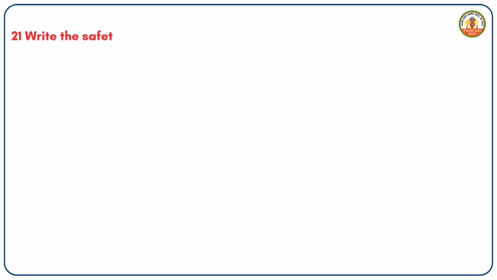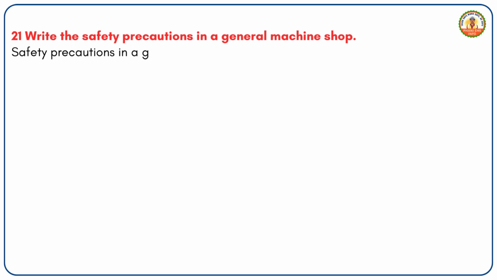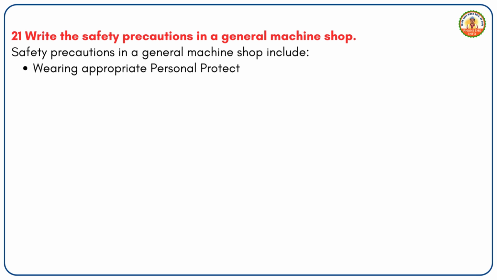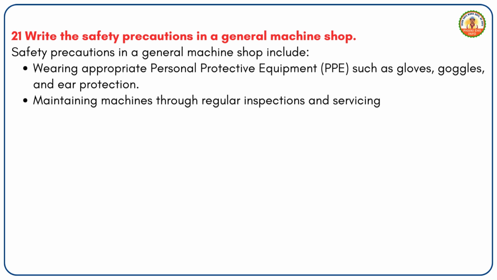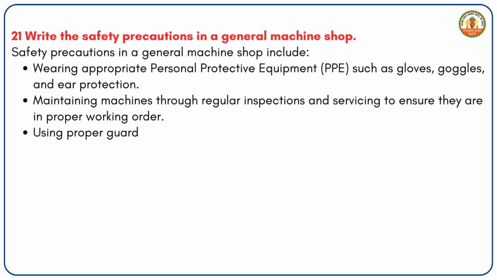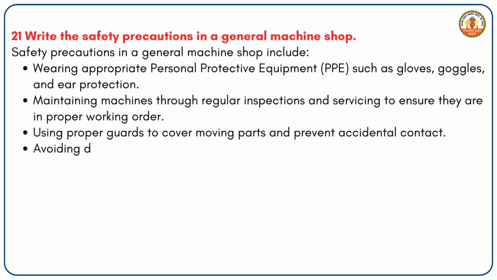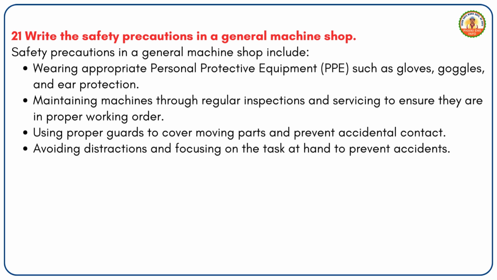21. Write the safety precautions in a general machine shop. Safety precautions in a general machine shop include: wearing appropriate personal protective equipment, PPE, such as gloves, goggles, and ear protection. Maintaining machines through regular inspections and servicing to ensure they are in proper working order. Using proper guards to cover moving parts and prevent accidental contact. Avoiding distractions and focusing on the task at hand to prevent accidents.